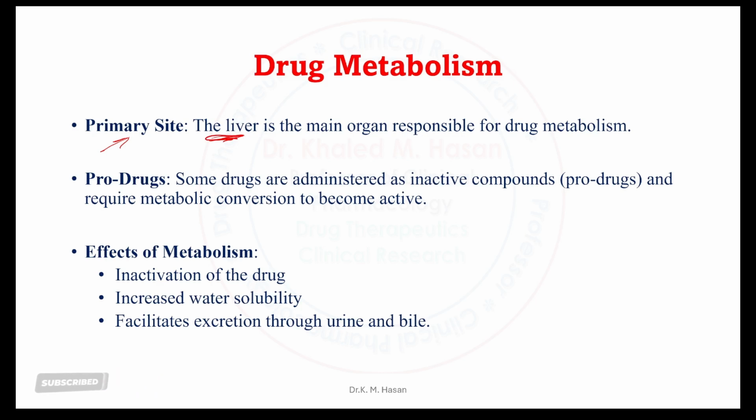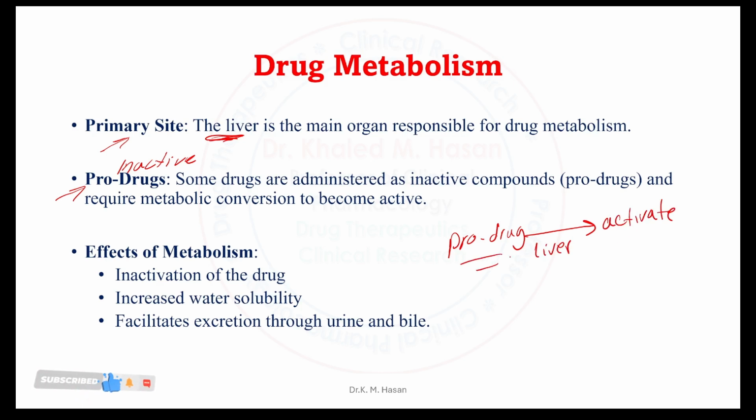And we also have some medications considered prodrugs, or what we call inactive medication. So we have some medications considered prodrugs that need to be activated. When the prodrug arrives at the liver, the liver will activate the medication, so it will be the active drug. The prodrug is activated by the liver to the active form.